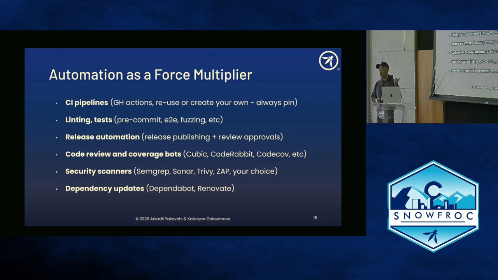This one is really important. Automate everything you can, because it's kind of a force multiplier for us. We put a lot of effort into building automated CI pipelines, from your local environment with pre-commit all the way to production level. Pre-commit tests, linting, security scanners, code review bots. We personally use Cubic and CodeRabbit, and Sentry. You can see other names like Semgrep, Sonar, I believe it's SonarQube, I'm not sure, ZAP, and Dependabot for dependency updates.